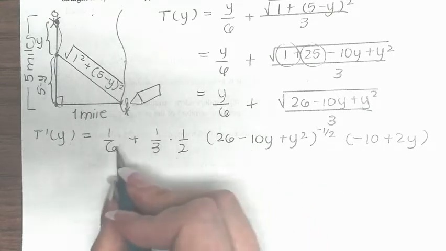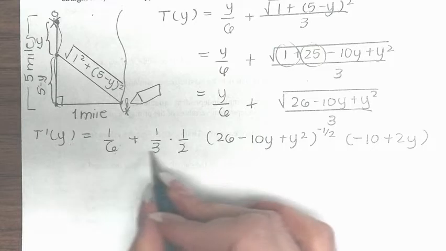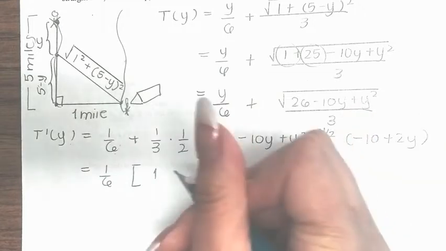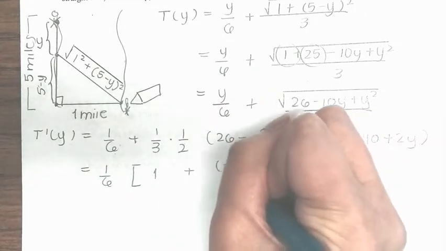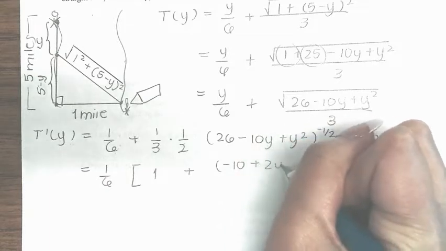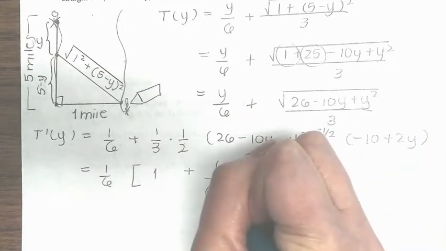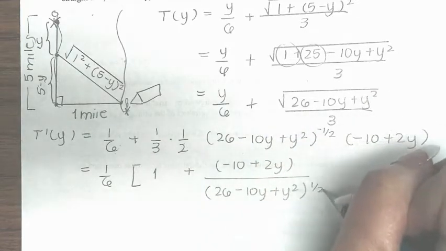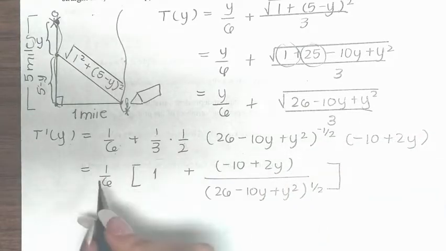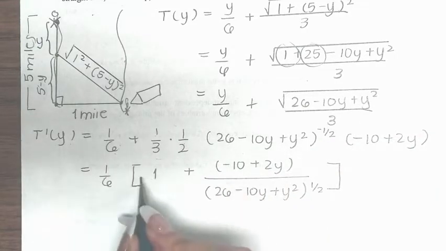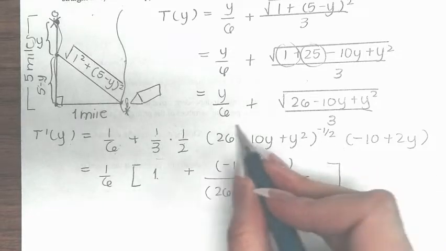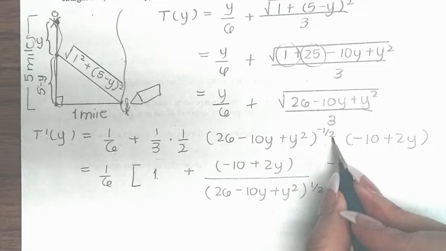You can recognize that both terms have 1 over 6 as a common factor, so I'm going to take it out. Let's see if that helps me a little bit at least, and I'm going to rearrange this equation. So you know that this is negative 10 plus 2y, everything divided by 26 minus 10y plus y squared to the power of 1/2. Please note that this is a 1 over 6, and I'll pull it out here. And this 1 over 6 is this one that you see here. So you have this equation. This is as simplified as we can get. Remember, here I used properties of exponents. I took this negative 1/2 to the bottom.